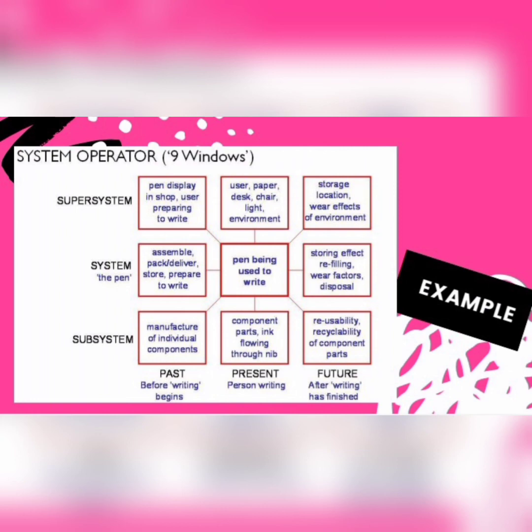But in the row subsystem, in the cell past is the manufacturer of individual components. And in that row, but in future, is reusability and recyclability of component parts.